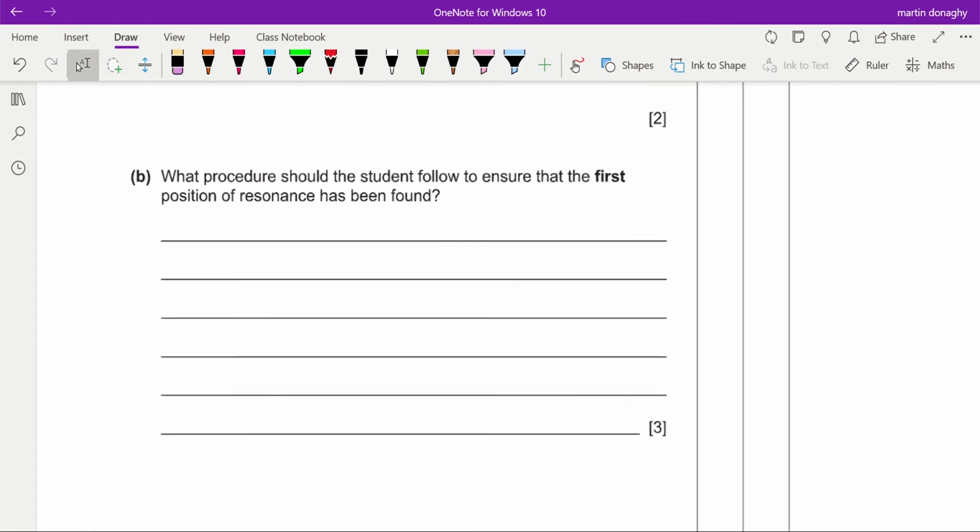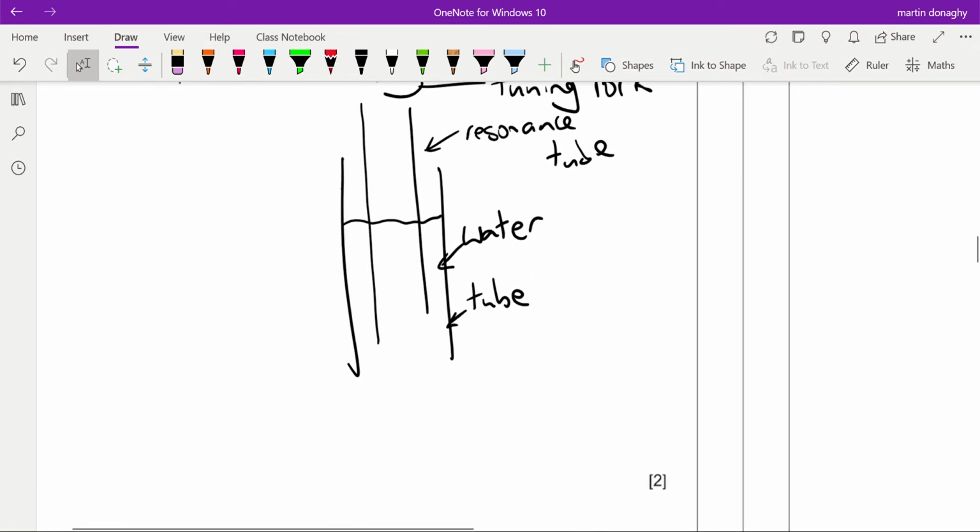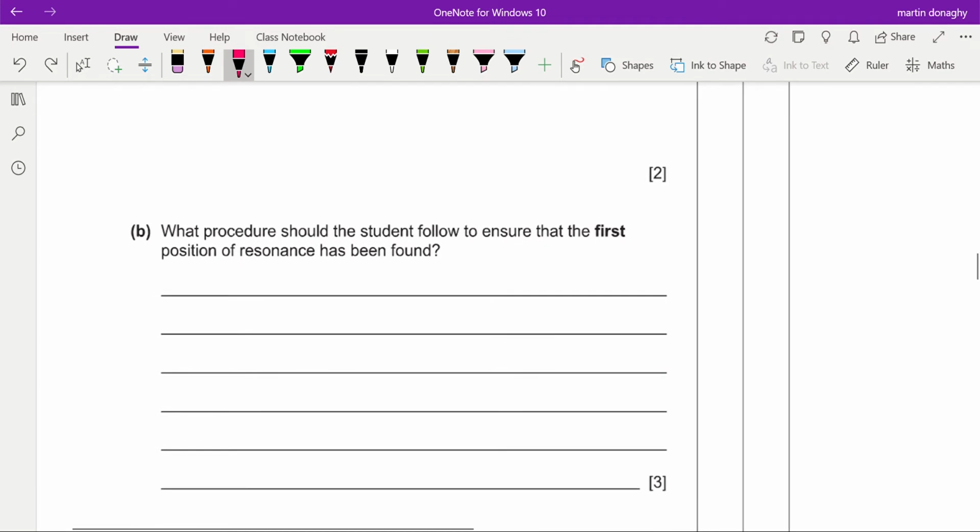3 marks. What procedure should the student follow to ensure that the first position of resonance has been found? You don't want to find the second position. The second position would be where we have a node here, an antinode here, a node here, and an antinode here. How we can ensure that we don't get that is to make sure we start at the shortest possible position. That way we're not going to bypass the first position of resonance.